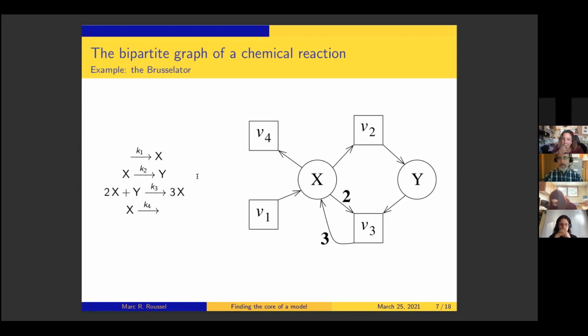This is the proverbial toy model. This is the Brusselator, which you may have heard of. It's an old model that came from Prigogine's group in Brussels, hence the name, the Brusselator.